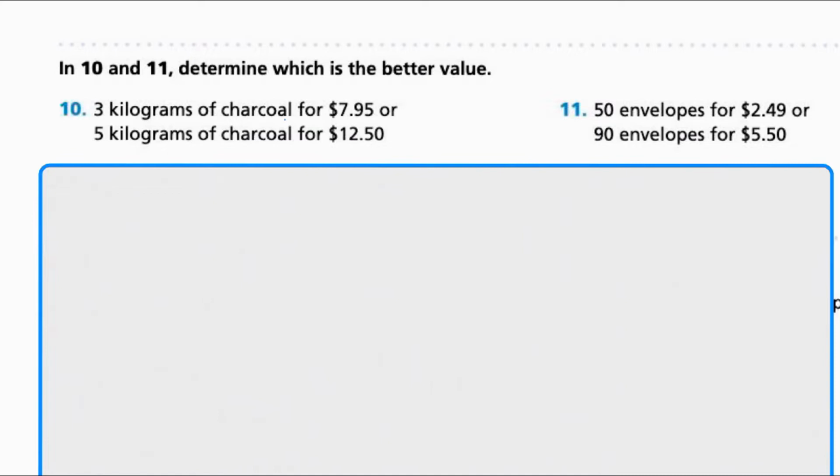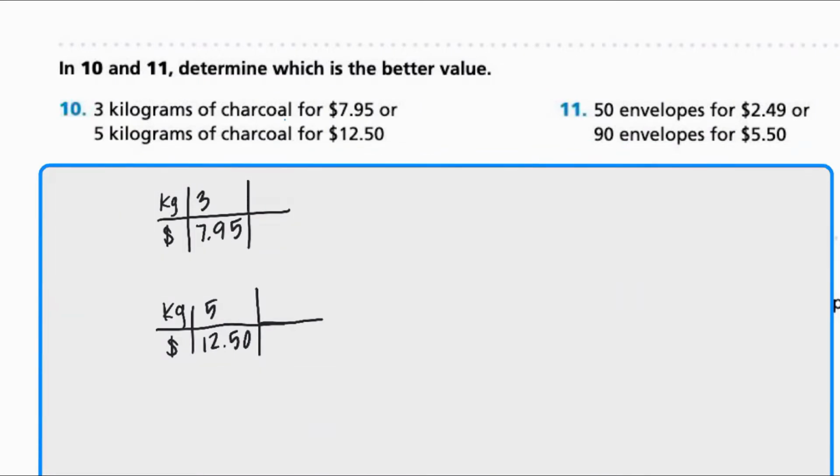Okay, so the first thing we're going to do, as always, is draw ourselves some ratio tables. And we're going to look at the two items that we're comparing. It says 3 kilograms of charcoal for $7.95 or 5 kilograms of charcoal for $12.50. So we're doing kilograms to dollars for both of these. Okay, and we'll put our original ratio for each one of those. So 3 for $7.95 and 5 for $12.50.